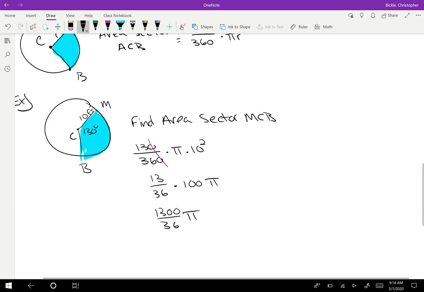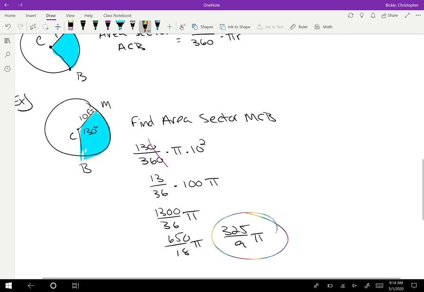Those are both even, so I can call that 650 over 18 pi. Sorry, guys. Let's call that 325 over 9 pi. And that is good. We can't go any farther than that.